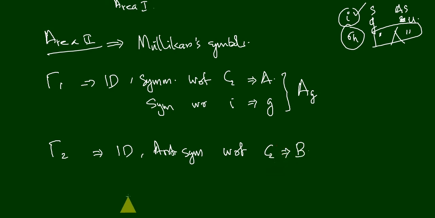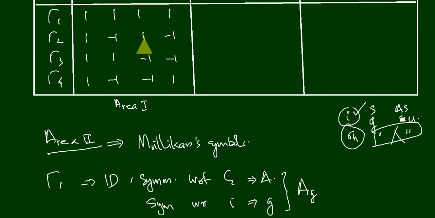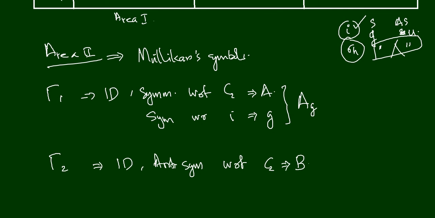This is B. And what about the symmetry with respect to I? In the second representation, you can see that the symmetry with respect to I is plus 1. So it is symmetric with respect to I. Since it is symmetric with respect to I, you have to give the subscript G. So this together gives BG as the symbol.